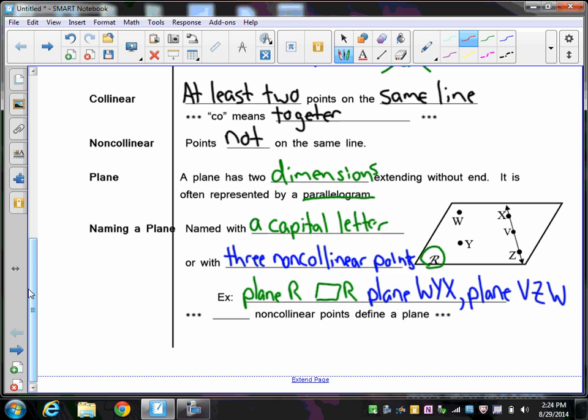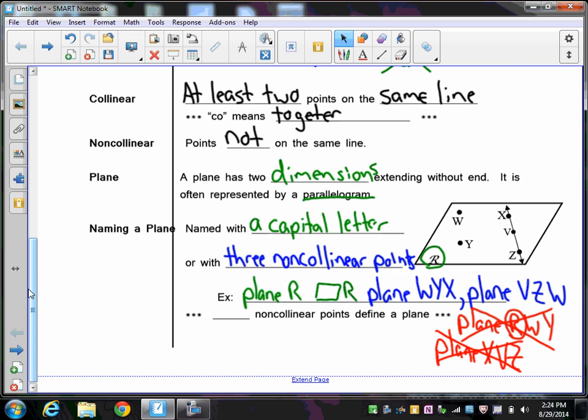One thing that I can't do is I can't name it plane RWY, for example, because R isn't a point. So that's something that doesn't work. And another example I can't use is plane XVZ. I can't use plane XVZ because X, V, and Z are collinear. So to fill in the blank here, 3 non-collinear points define a plane. So that should be it for the first side.